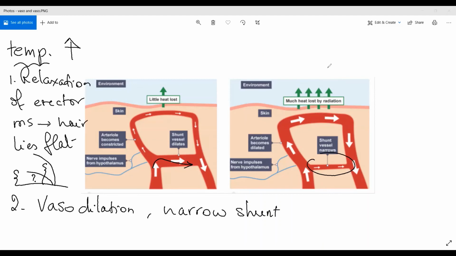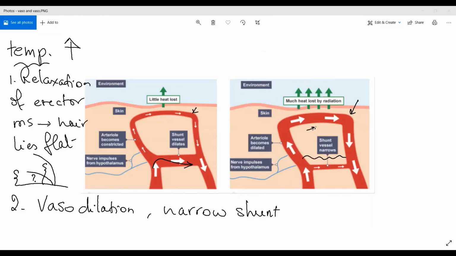And let's always remember that the shunt is found below the adipose tissue. That's why any blood capillary above the adipose tissue, it's easy to lose heat from. That's why we decreased the amount of blood here in the cold, but here the amount of blood is going to increase more to allow much heat to be lost.